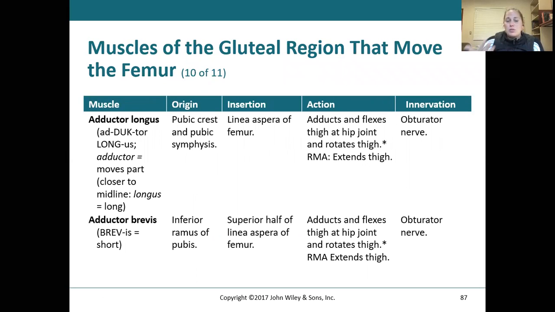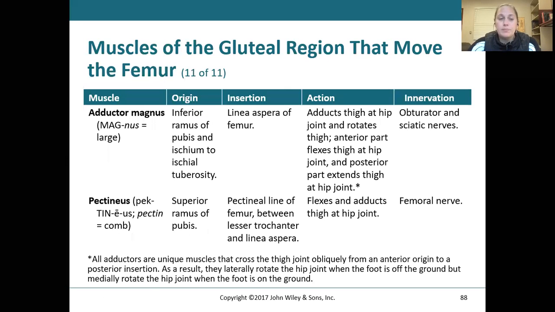Adductor longus, its origin is the pubic crest and the pubic symphysis. We talked about that when we were talking about the bone structure of the hip. Its action adducts and flexes the thigh at the hip joint, and rotates the thigh. The adductor brevis adducts and flexes the thigh at the hip joint and rotates the thigh. Its origin is the inferior ramus of the pubis, and the superior half of the linea aspera of the femur is its insertion point.